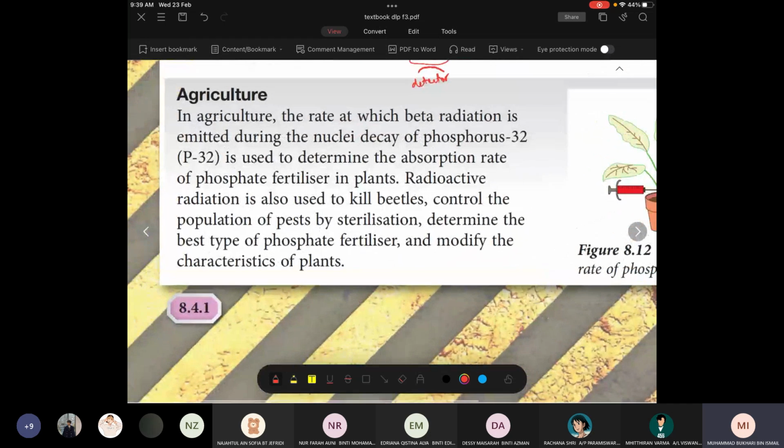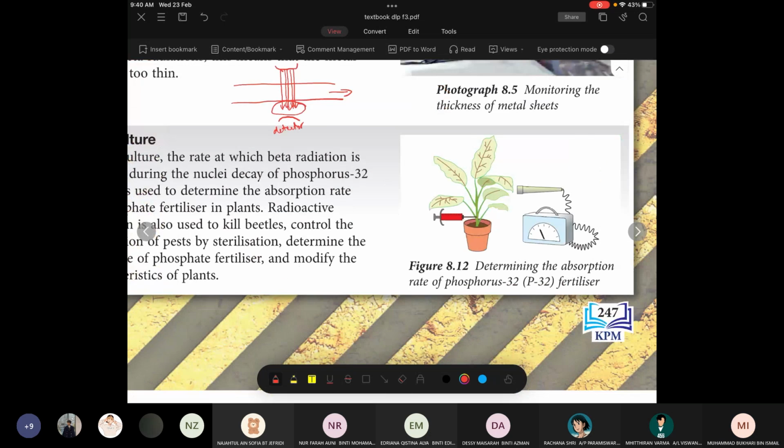And the next one is agriculture. In agriculture, the rate at which beta radiation is emitted during the nuclear decay of phosphorus-32, P-32, is used to determine the absorption rate of phosphate fertilizer in plants. Radioactive radiation is also used to kill beetles, control the population of pests by sterilization, determine the best type of phosphate fertilizer, and modify the characteristics of the plant.